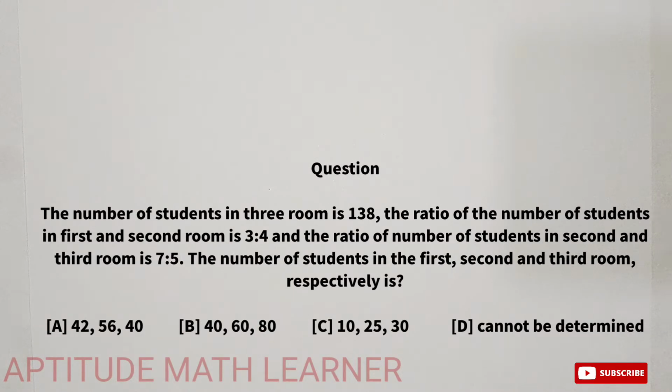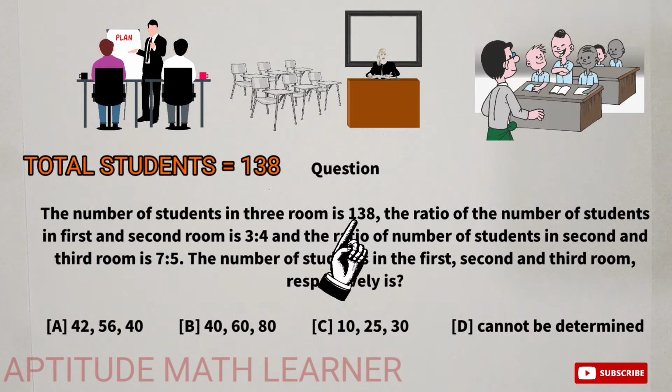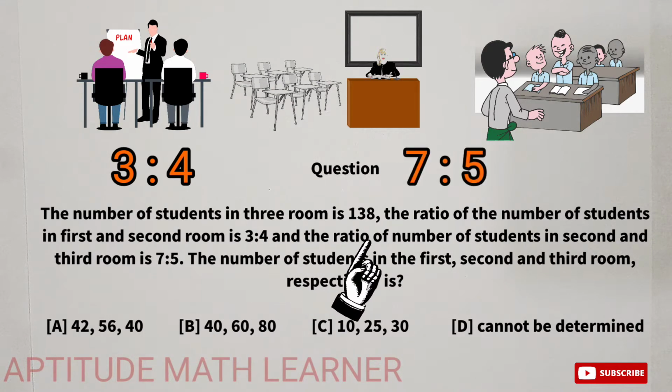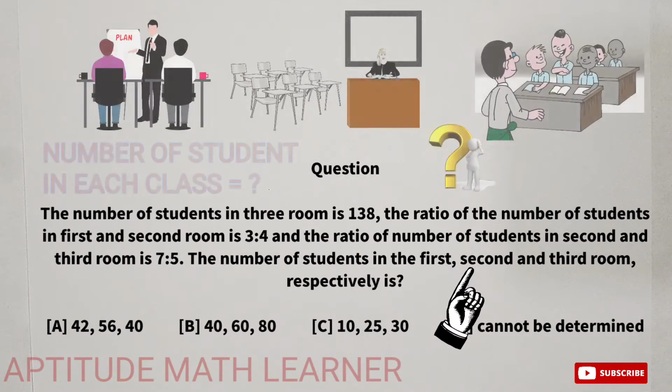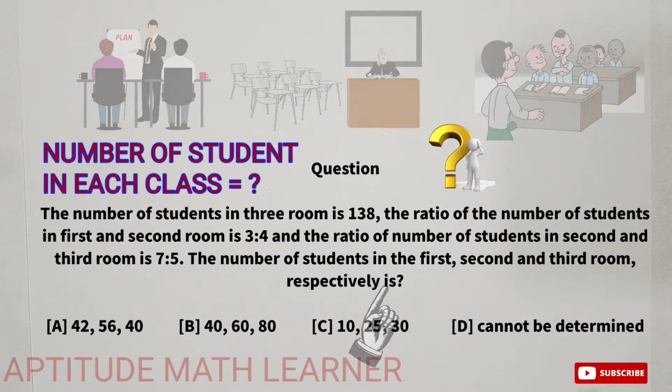The question today is: the number of students in 3 rooms is 138. The ratio of the number of students in the first and the second room is 3:4. The ratio of the number of students in the second and third room is 7:5. The number of students in the first, second and third room respectively is, so here we have to find out the number of students in each room.